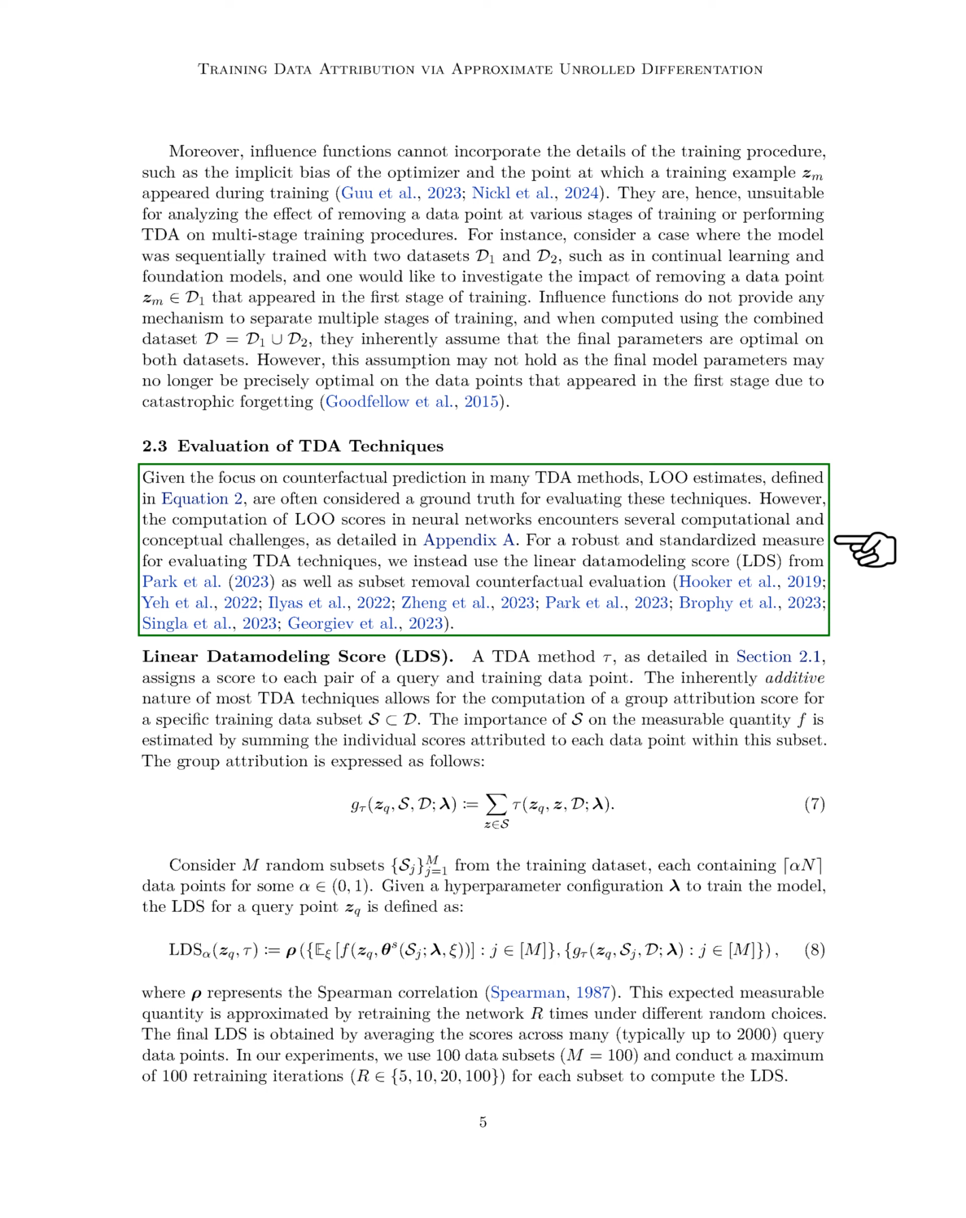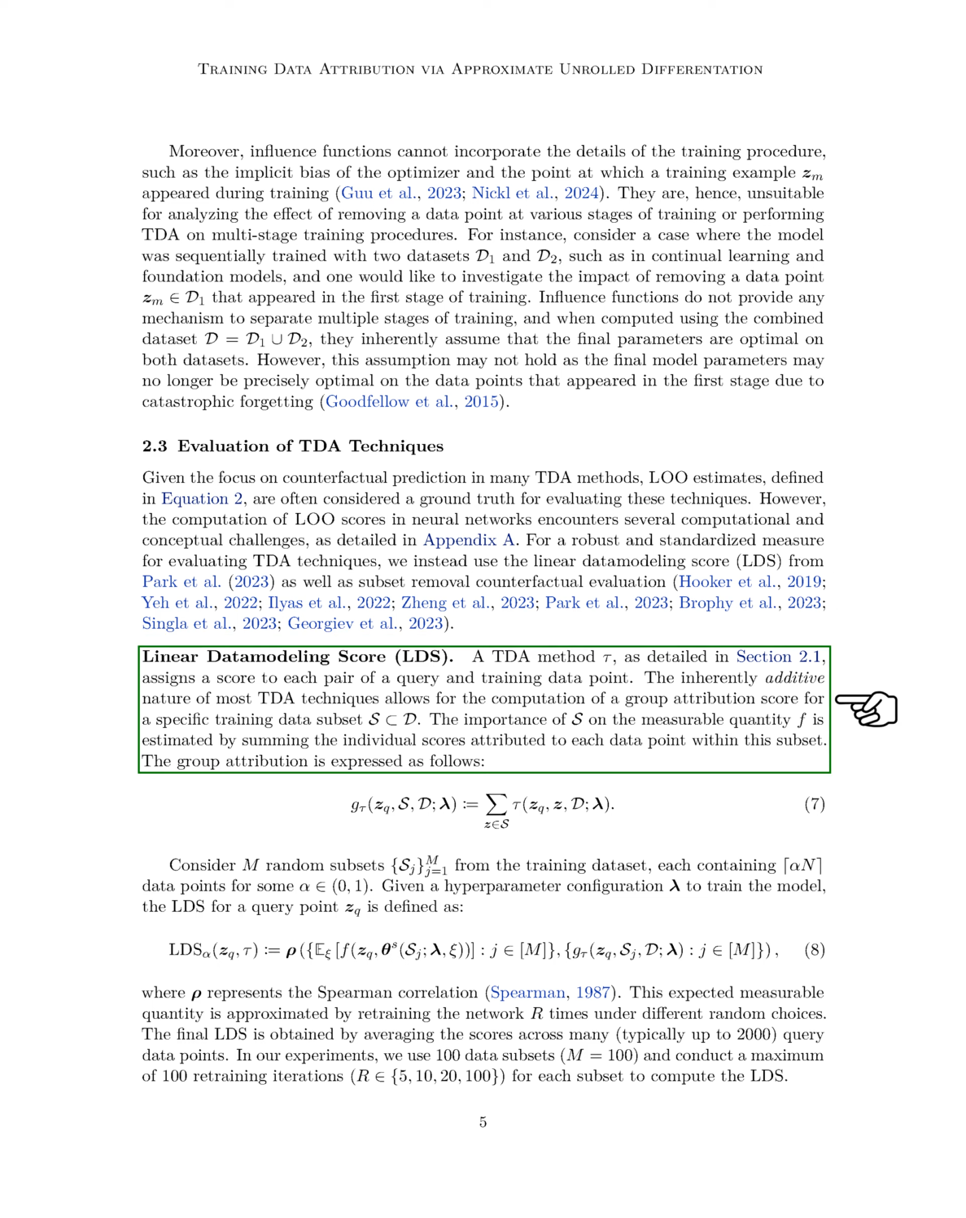To provide a more reliable evaluation measure for TDA techniques, we utilize the Linear Data Modeling Score, LDS, and subset removal counterfactual evaluation. The Linear Data Modeling Score, LDS, is a score assigned by a TDA method to each pair of a query and training data point. By summing the scores of individual data points within a specific training subset, we can estimate the subset's impact on a measurable quantity, denoted as F.